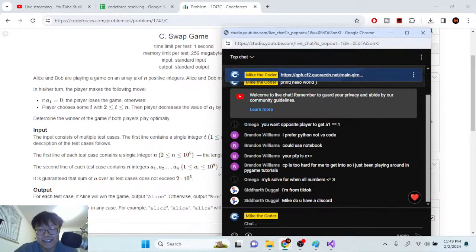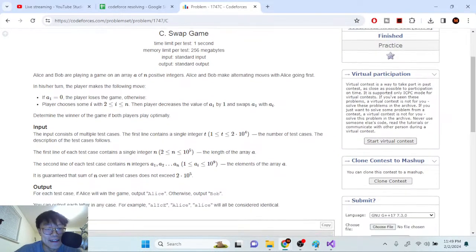Competitive programming is too hard for me to get into, so I was just playing around with Pygame tutorials. Yeah, you could do that. Competitive programming is very hard.